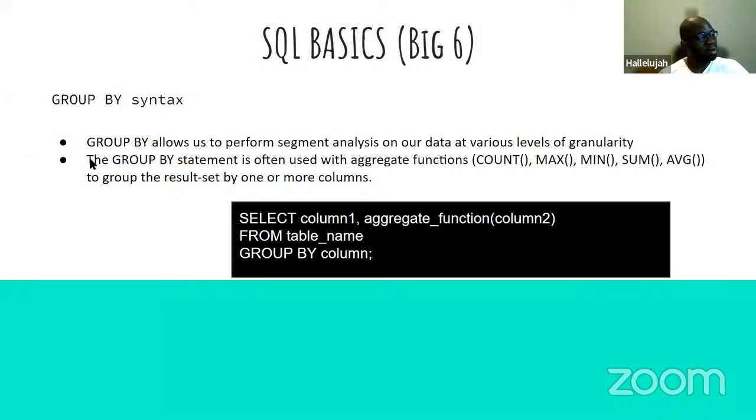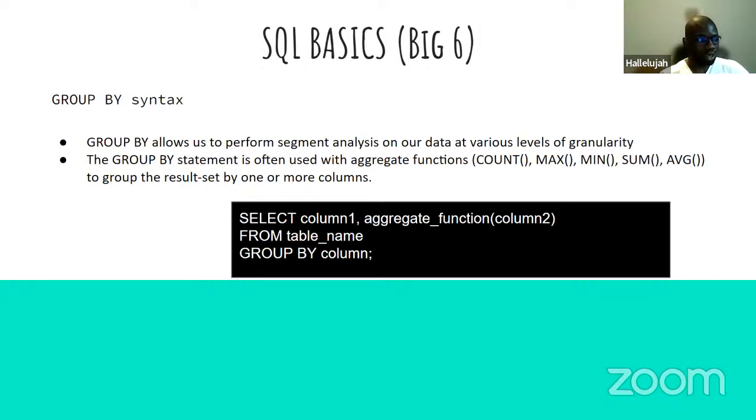So now there's a thing you need to know. Group by is often used with aggregate functions. I told you about aggregate functions, right? So we talk of count. You are familiar with count, right? The same thing is here. You are familiar with max, mean, sum, average. Everything that you did in Excel is also here. The way it's used is different, but everything is also here. So group by is often used with aggregate functions to group the result set by one or more columns.